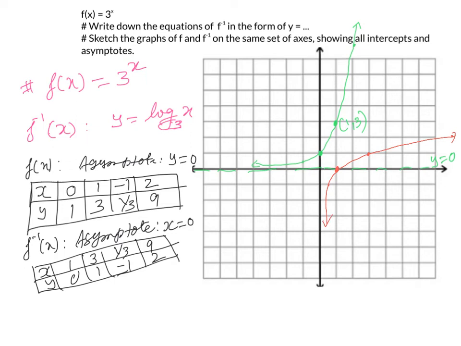So this graph will be my f inverse. And of course this is my f. We must also write the asymptote x is equal to 0 for the f inverse. And the point 3, 1 will become 1, 3. So this is how we sketch the graph of f and f inverse. So I think it is clear now.